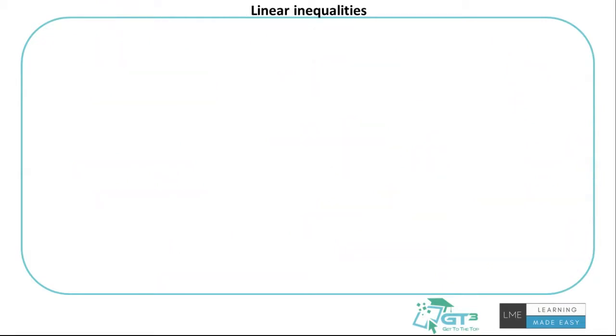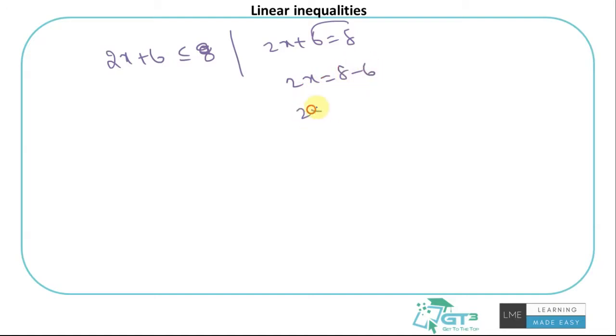So linear inequalities. A simple linear inequality is in one variable. So 2x plus 6 is less than or equal to, let's say, 8. So how would I solve it? As I said, similar to an equation. If it was just an equation, 2x plus 6 equals 8, what would I do? Send all the numbers to one side: 2x equals 8 minus 6. 2 into x is 2, x is 2 by 2, which is 1.